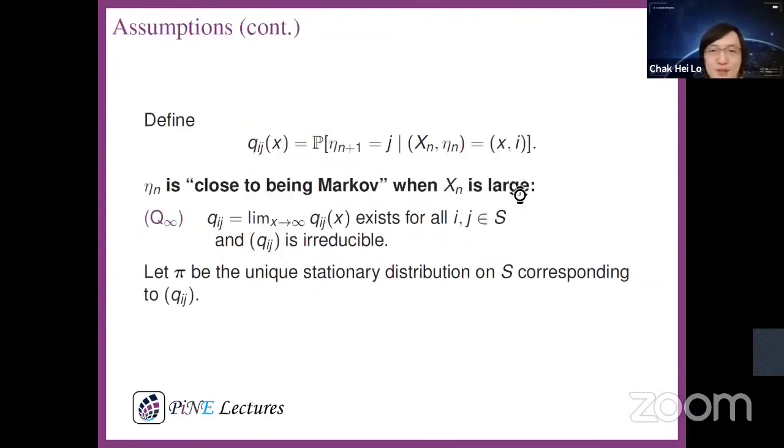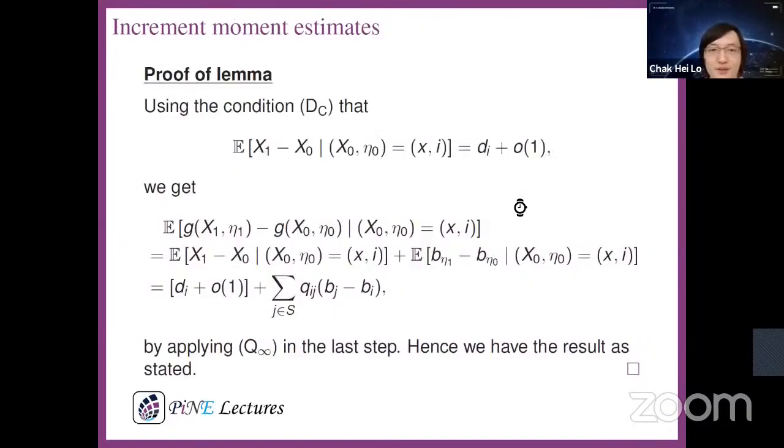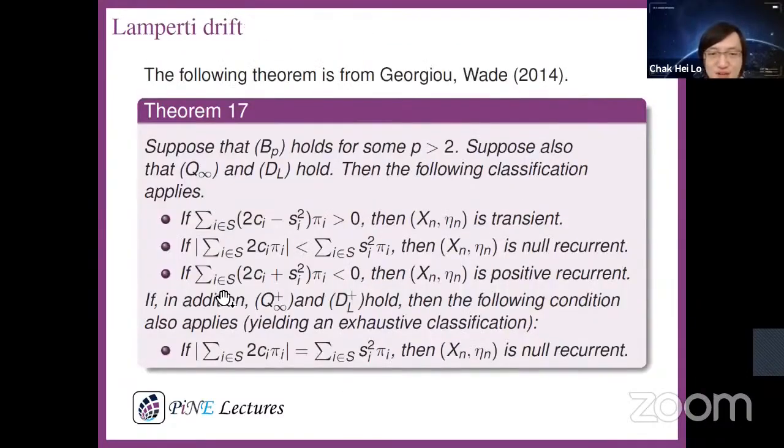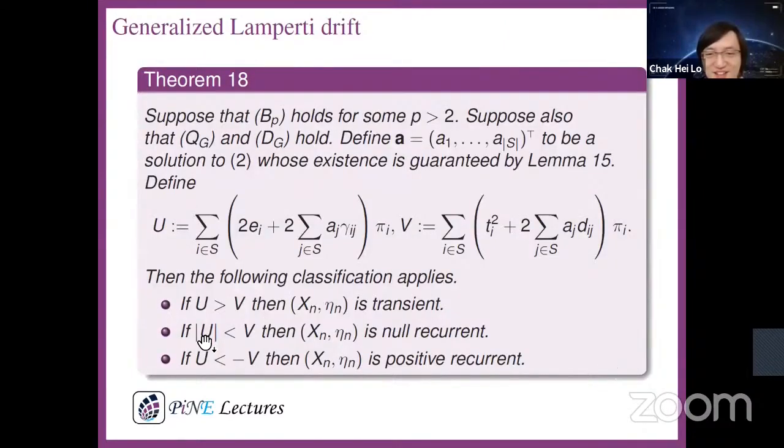So let me go back. Yeah, you see I have an extra line that if we assume these two conditions, then we have an exhaustive classification. We have the exact same thing for the generalized Lamperti case. This thing is just overly complicated, so I cut off that part because of the size of the slice. So we have the same results here.